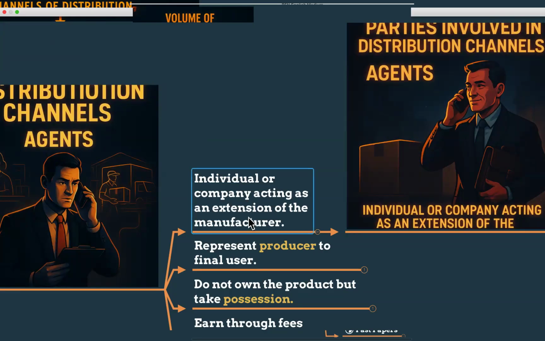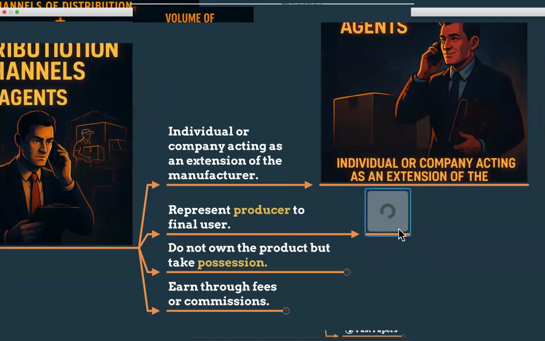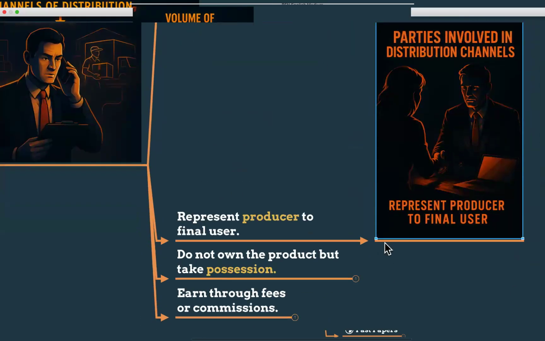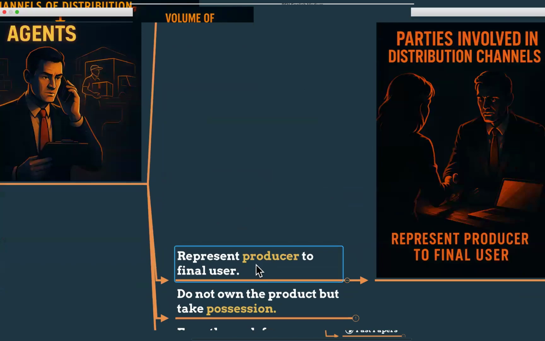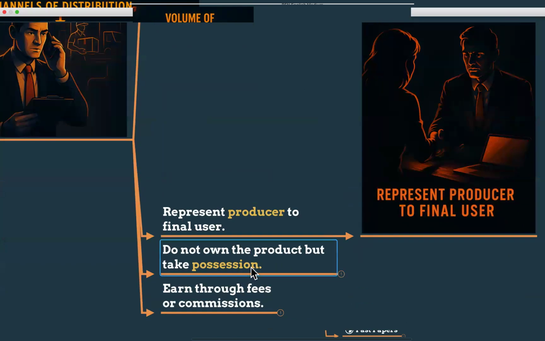For example, agents are like marriage brokers. They connect the parties, the two families, but don't marry anyone themselves, right? They are not going to marry. So they connect the parties like that. The agents are the extension of the manufacturer, but they are not going to own the product. They are not going to buy the product. So they represent the producer, the manufacturer, to the final users, right?